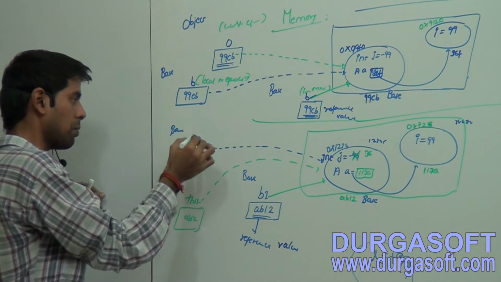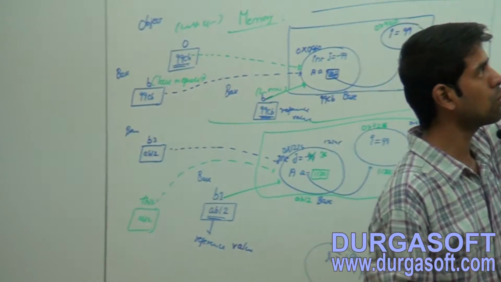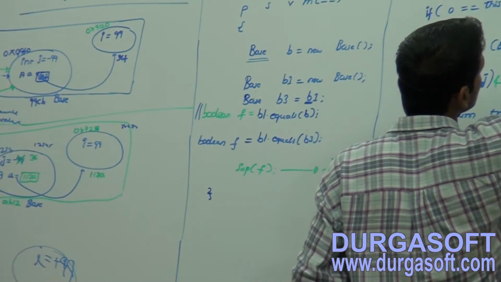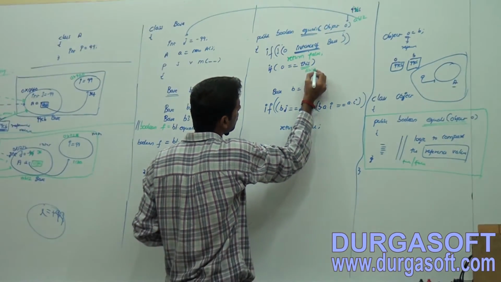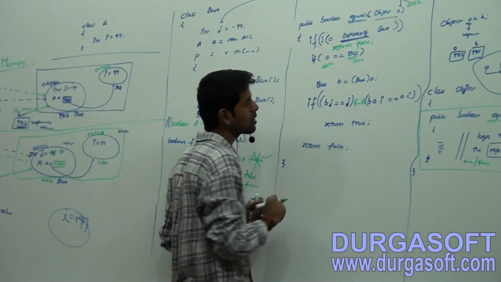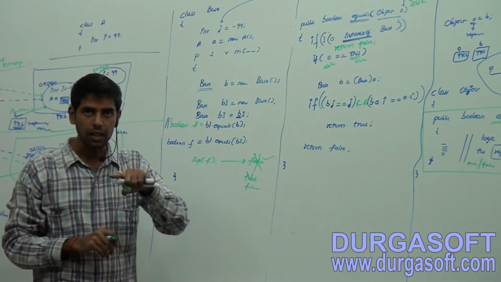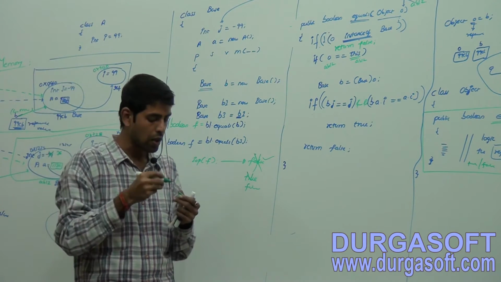So if b3, that is the b3 value, I am passing to o. So this is ab12. This value is how much? ab12. The o value is how much? ab12. If both are the same, there is no need to check their data. Directly you can return true. Now observe here.